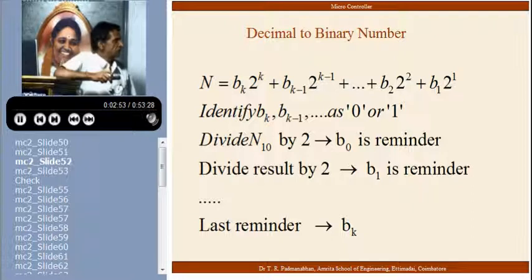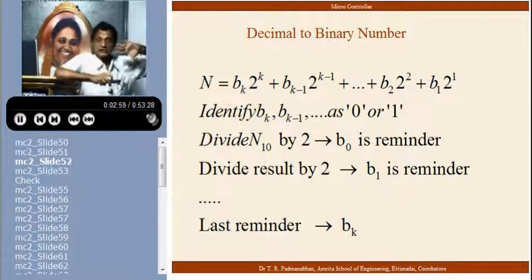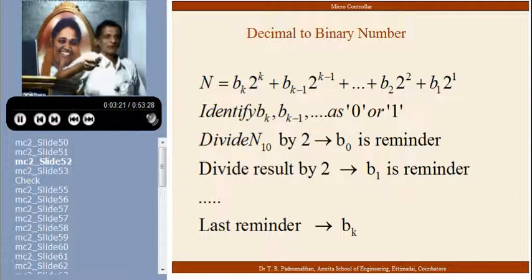Now, b0 is left out here. B0 is easy to determine. If the number is even, B0 is 1. Is it alright? If the number is odd, B0 is 0. I told you the other way around. So, if the number is odd, B0 is 1. If the number is even, B0 is 0. Okay, so B0 is easy to determine.